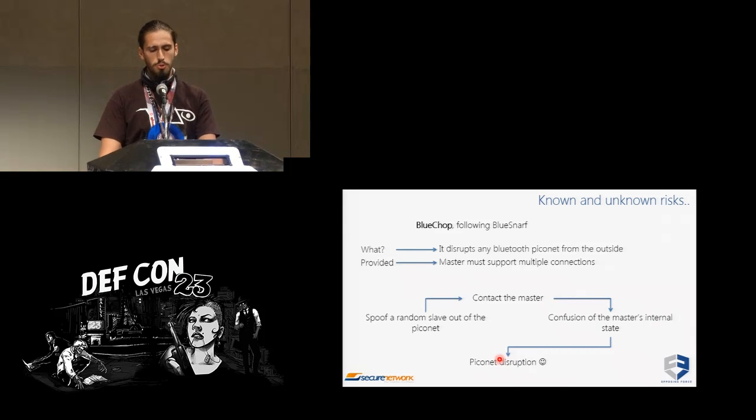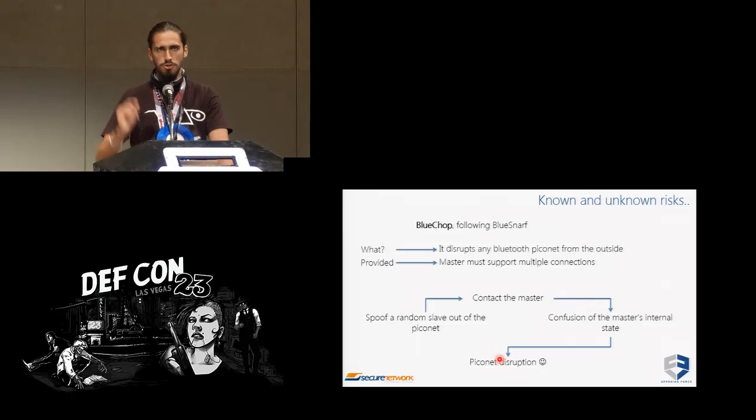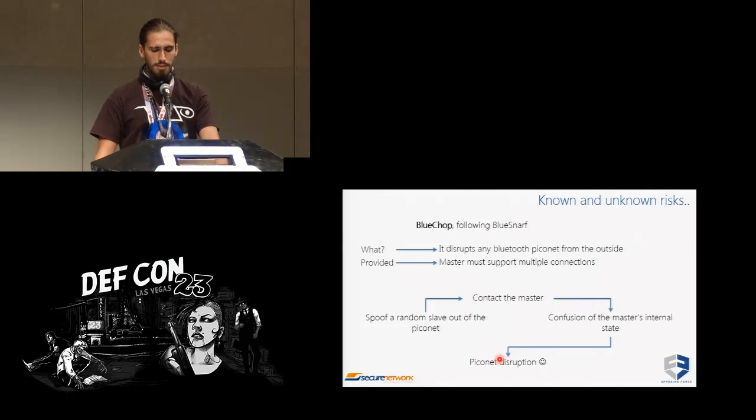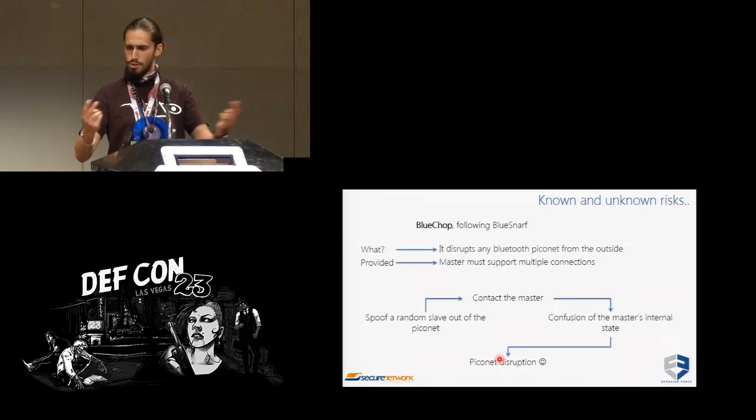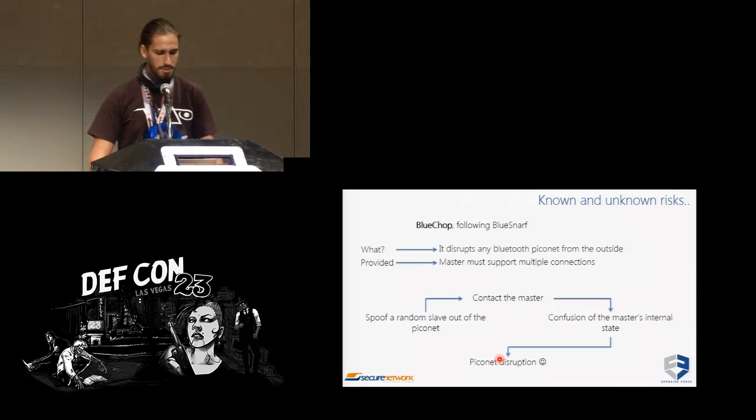The only thing you had to do was spoof a random slave out of the Piconet, spoof his address, and contact the master. At the time, the master was saying, "Oh, I have two devices the same, what the hell?" And the Piconet was disrupted.